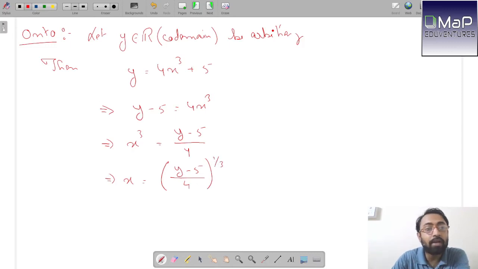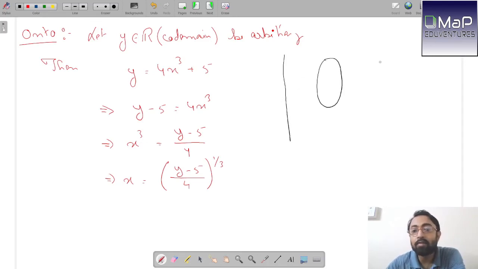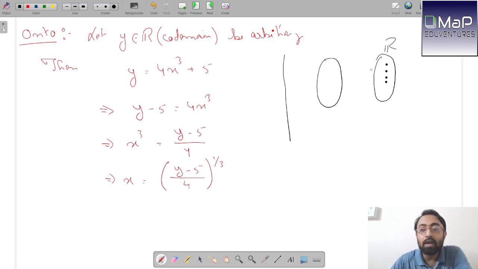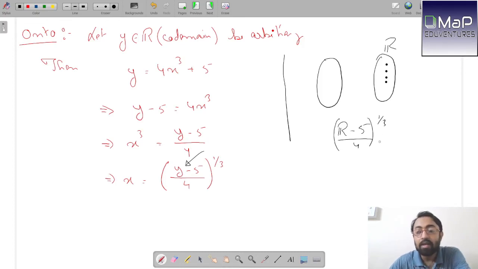Now how can we say confidently that it is onto? Onto means every element of the codomain should have a preimage. Now our codomain is the set of real numbers. If you take any real number and input it in this y, you will have any real number minus 5 divided by 4 whole to the power 1 by 3. Any real number minus 5 gives a real number, and any real number divided by 4 is again a real number.